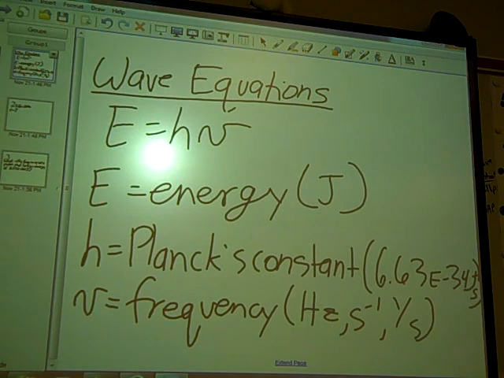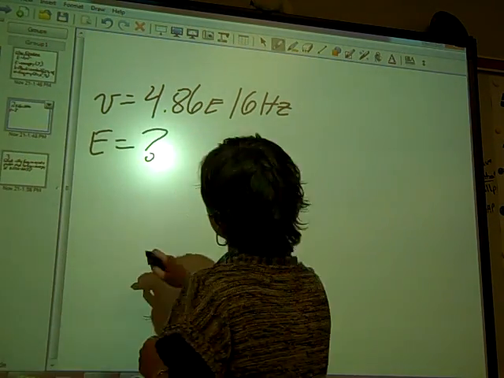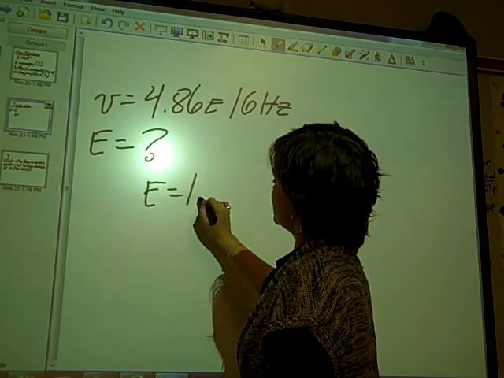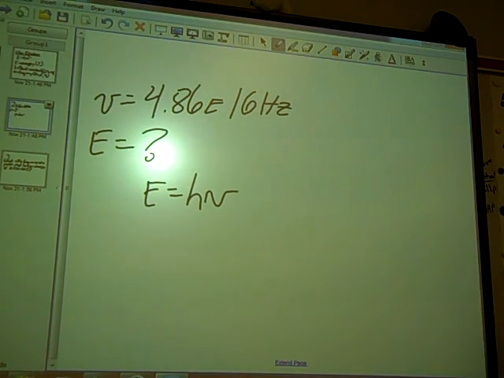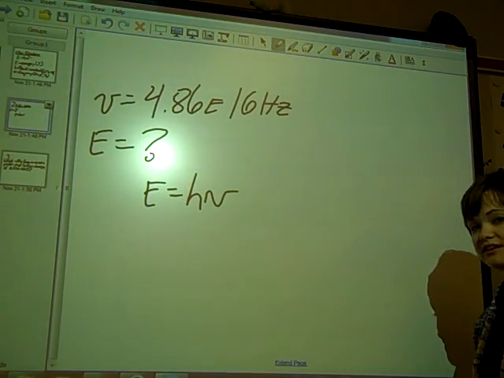Our scripty looking v is the Greek letter nu, again still representing frequency, and the units can be hertz, inverse seconds, or 1 over seconds. So, for example, let's say we have a problem that gives us the frequency as 4.86 times 10 to the 16th hertz, and it asks us for the energy. Since I have the E and the nu present, I know that I'm going to be using this equation to solve this particular problem. I don't need to rearrange anything this time because my E is already by itself on one side of the equal sign.